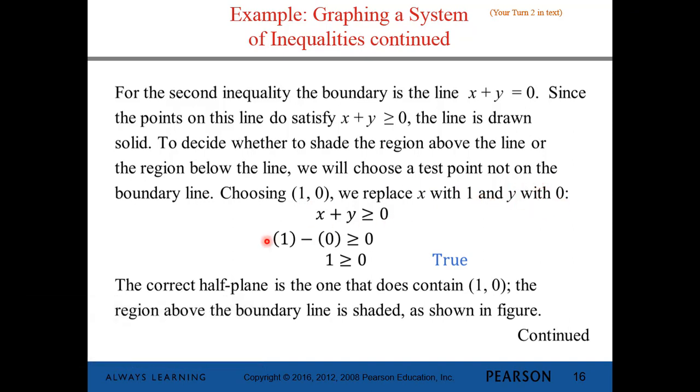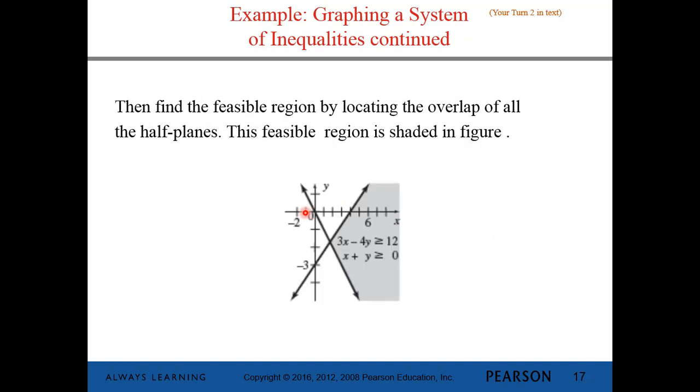We get 1 is greater than 0, which is a true statement. So we know that this point lies in the region that satisfies the inequality. Okay, so we're going to shade everything on that side of the line. Okay, so the half plane that contains 1, 0 is the region we're going to shade. Okay, and when we do that, we get this shaded region.